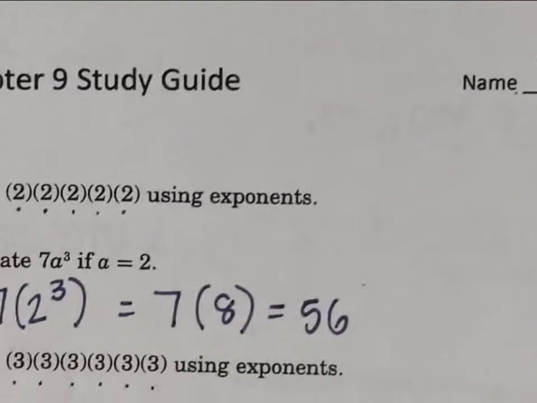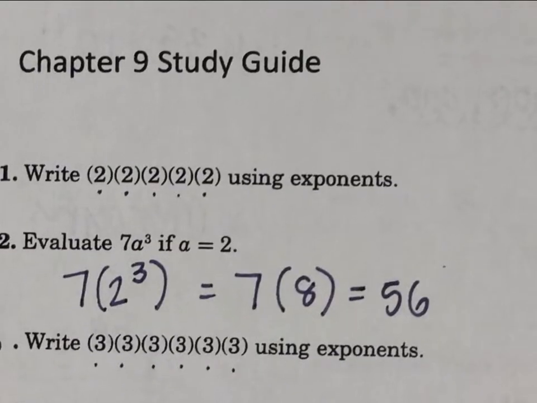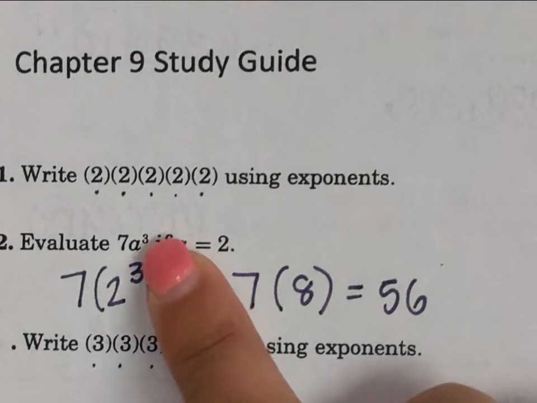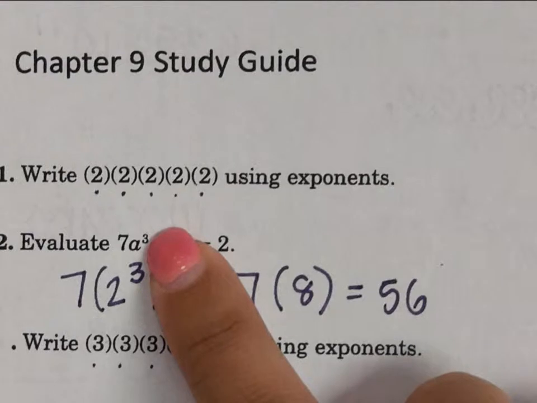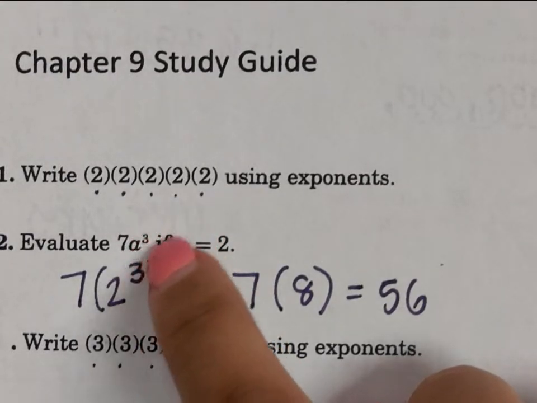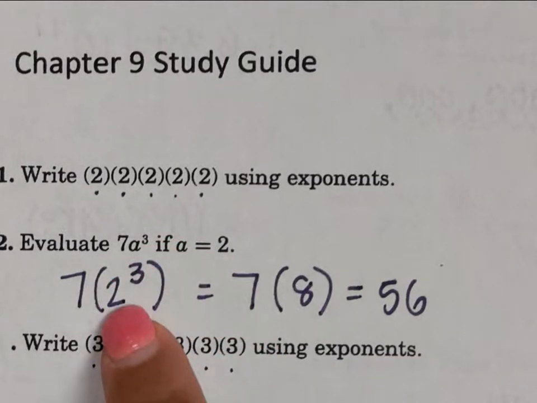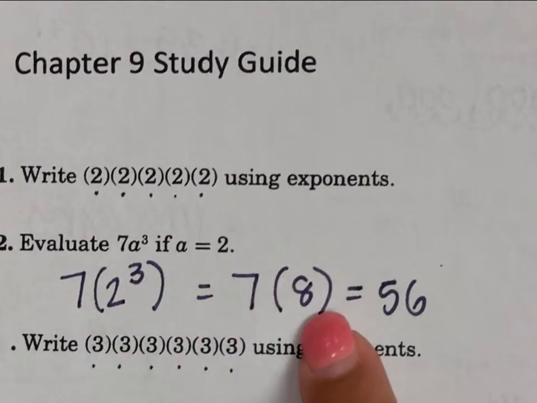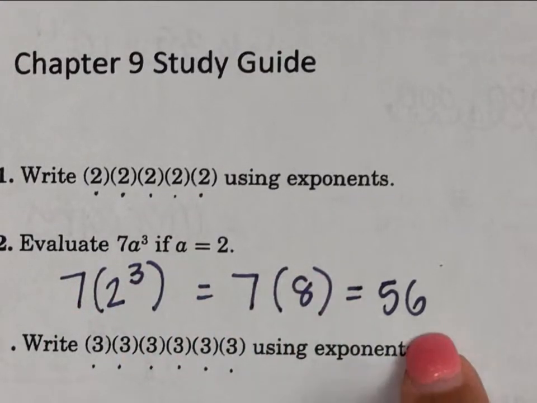Number 2, you are evaluating. So this is when I said you should have a number. If you're evaluating, you should have a single number not raised to an exponent. This is 7a cubed. So the a is what I'm cubing. I'm not cubing the 7 times a. So you have to cube a first and then multiply that by 7. So if a is 2, that means I've got 2 cubed, and I'm going to multiply that by 7. 2 cubed is 8, so 7 times 8 is 56.